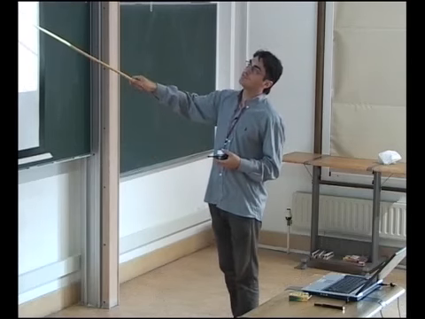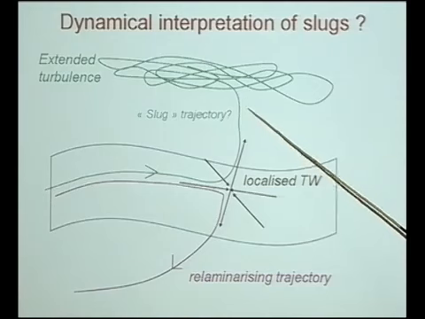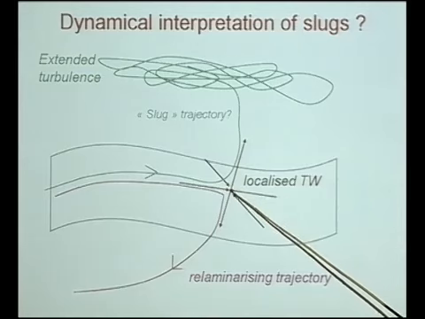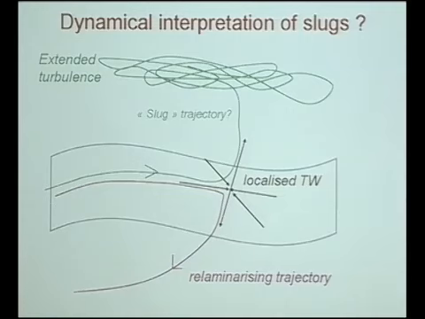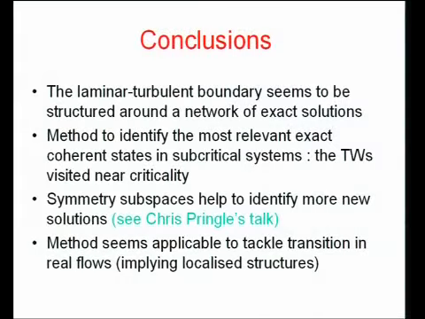Therefore, this suggests the idea that the behavior of a slug that you see in physical space could be explained in terms of dynamical systems by simply a trajectory on the unstable manifold of this localized state, or maybe a heteroclinic connection between this point and maybe another state embedded into this extended turbulence regime. Of course, these are conclusions, but also some open questions.